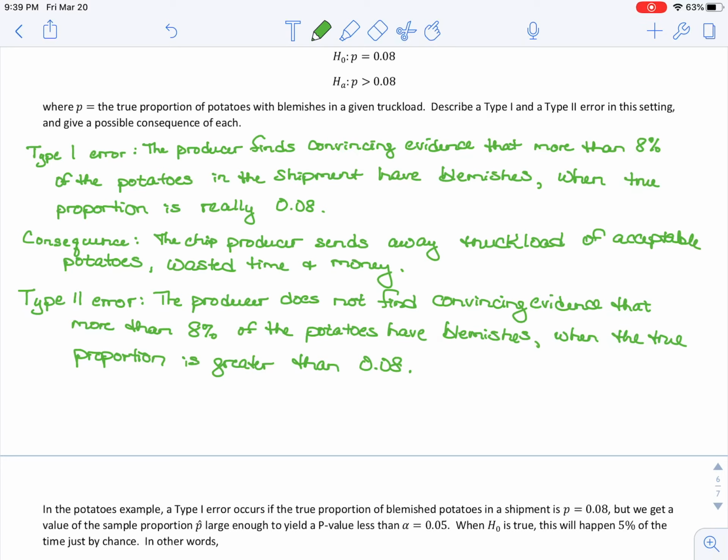So I didn't have evidence for it. My evidence made it seem like it's still 0.08, when in reality it was something like maybe 10%. So it was a really bad shipment overall. The consequence would be that more of your potato chips are made with blemished potatoes, which could upset the customers and could decrease sales.